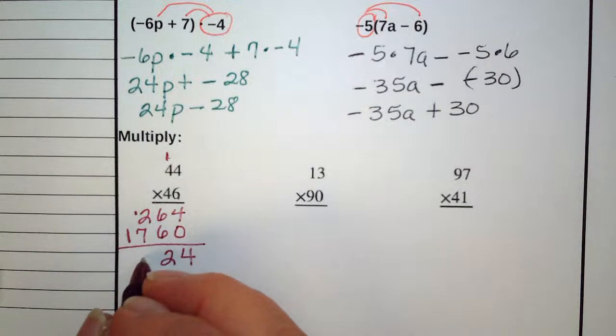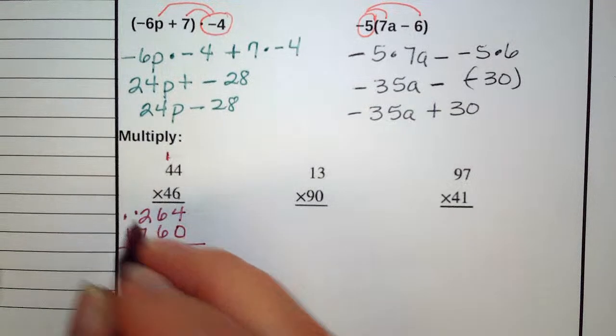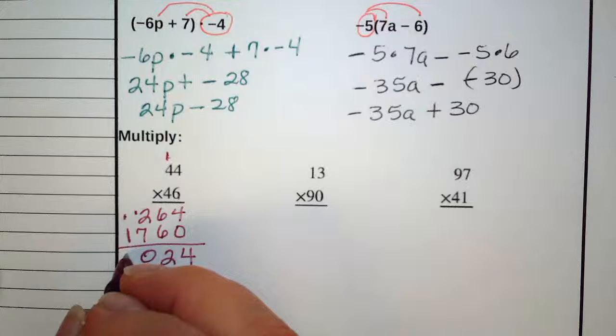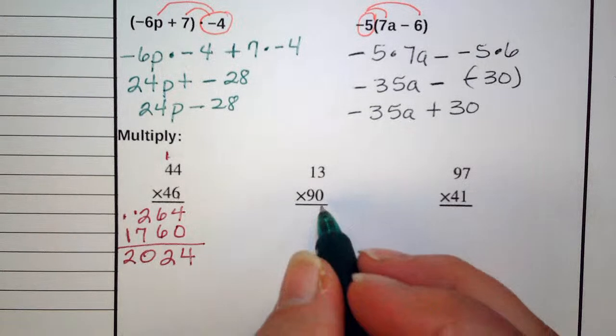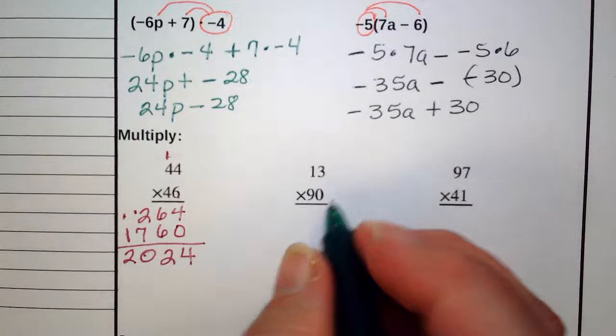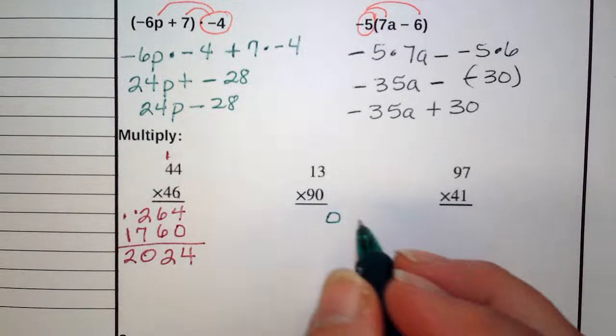3 plus 7 is 10. Put the 0 down, carry the 1. 1 plus 1 is 2. Looking at the next one. What about a 0? What does a 0 do? Well, the only thing it does is to give you a 0 to begin with.